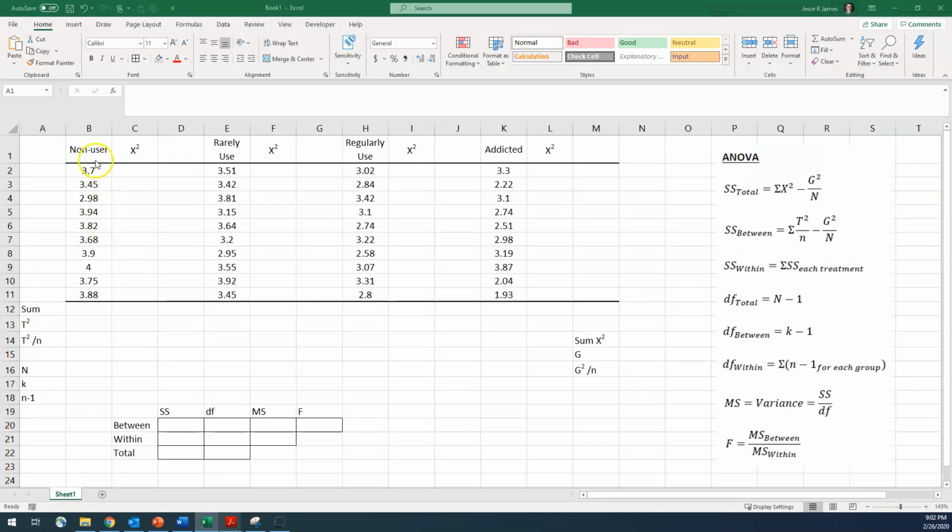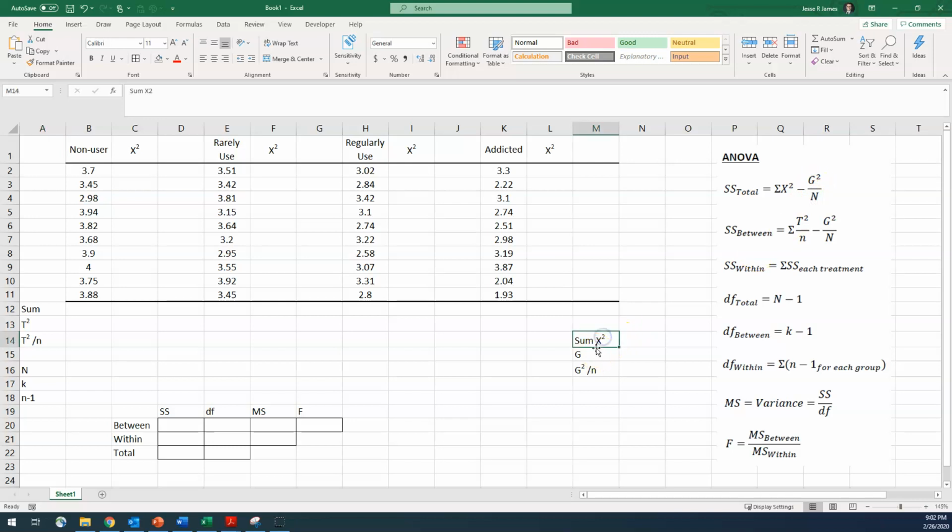I've transferred those scores over into this Excel spreadsheet here, and I'm going to walk you through the process of computing the ANOVA. So I've taken the formulas for the ANOVA out of the formula sheet, and you've got them here. So let's start by computing the sum of squares total. This is the sum of x squared minus G squared over N.